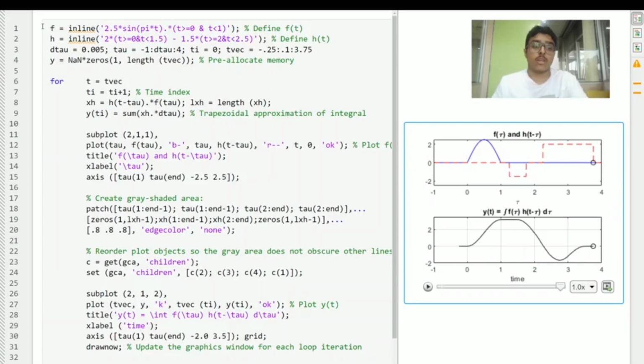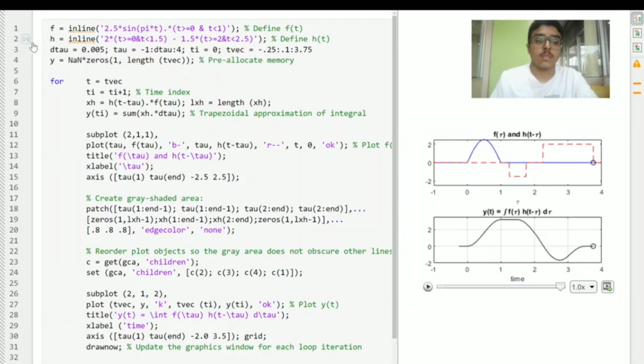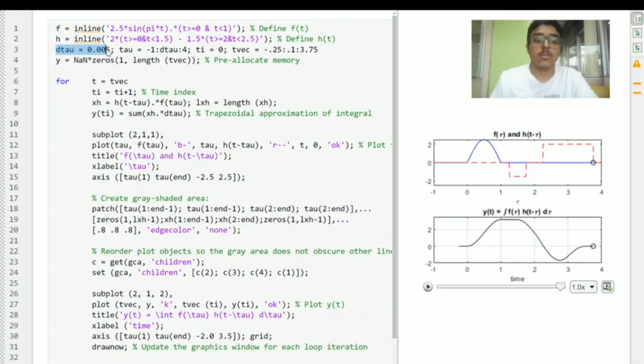Firstly, here we have the f of t and h of t. We define it by using inline function. Inline function allows you to define functions. And here we have the incremented value of tau and the tau value from -1 to 4.